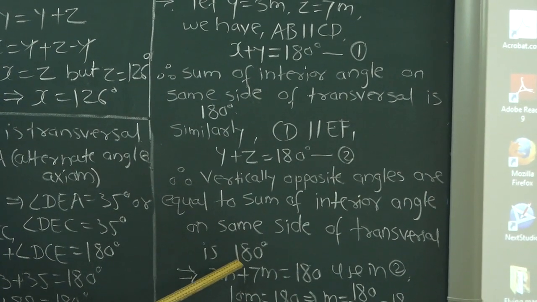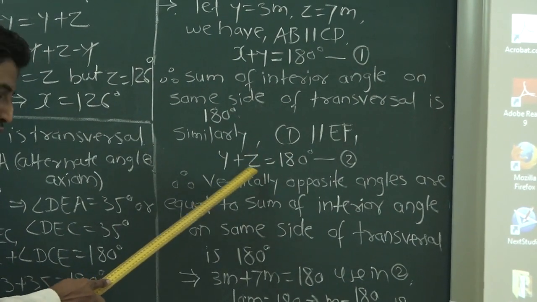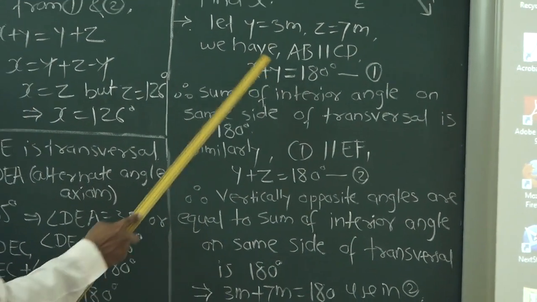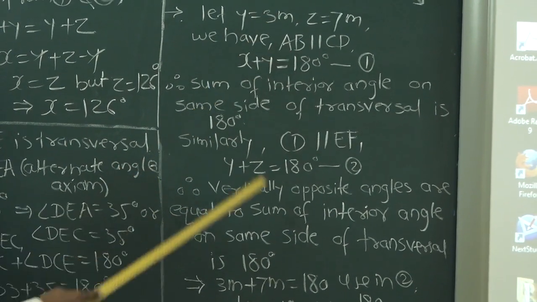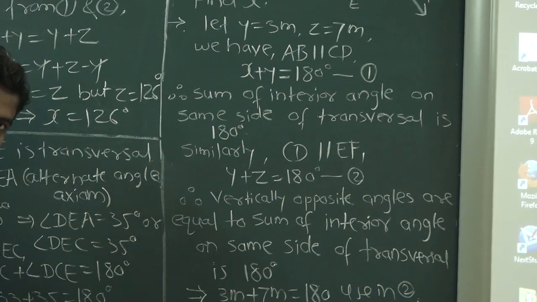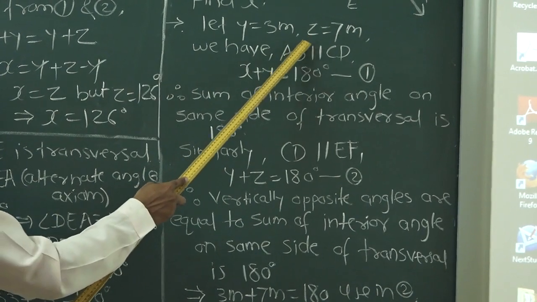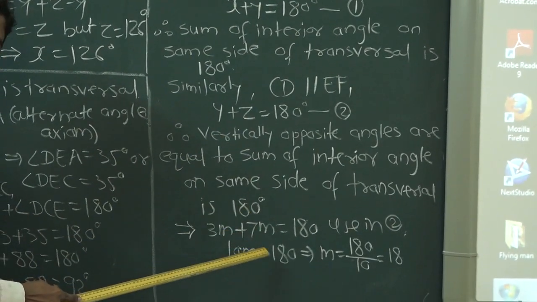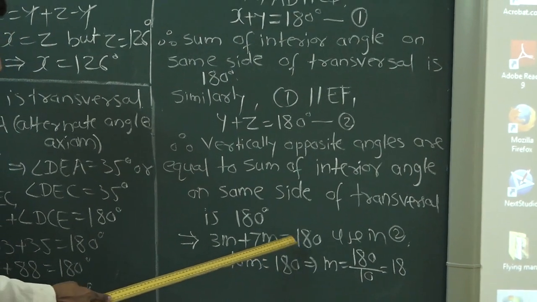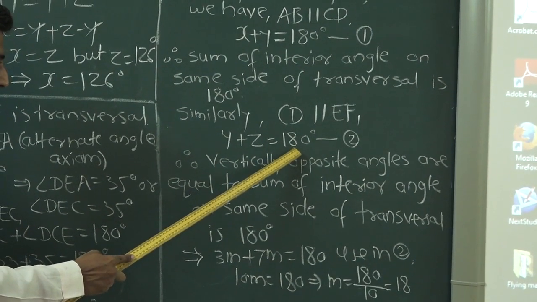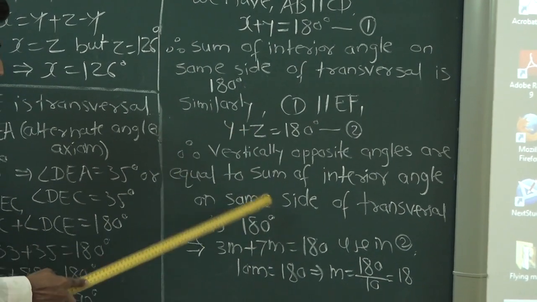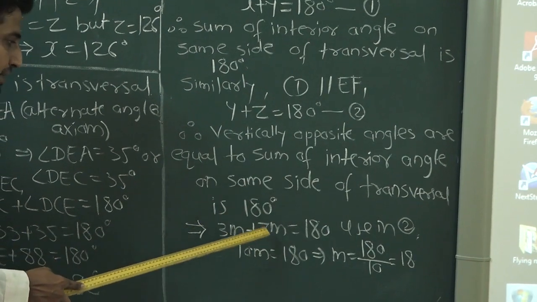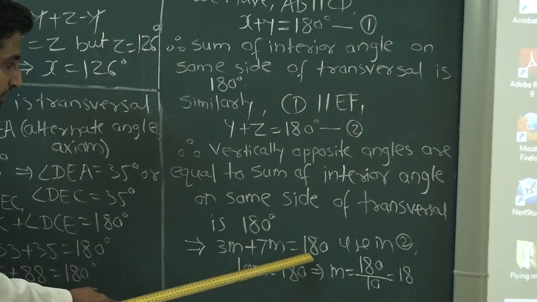Now if you observe equation 2, it is Y plus Z equals 180 degrees, but we call this Y as 3m here. So instead of Y we are putting 3m, and instead of Z we are writing 7m, is equal to 180. We are utilizing the values of Y and Z here.